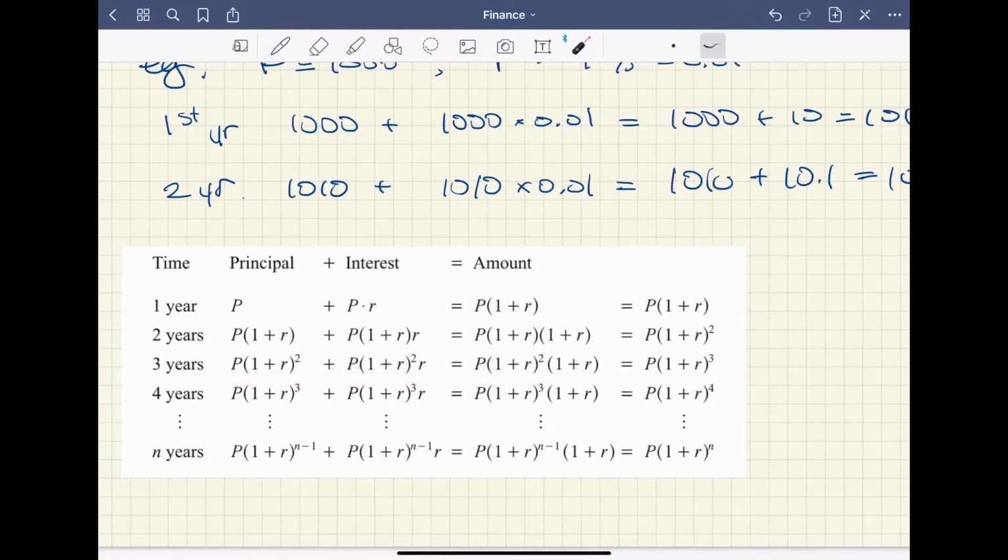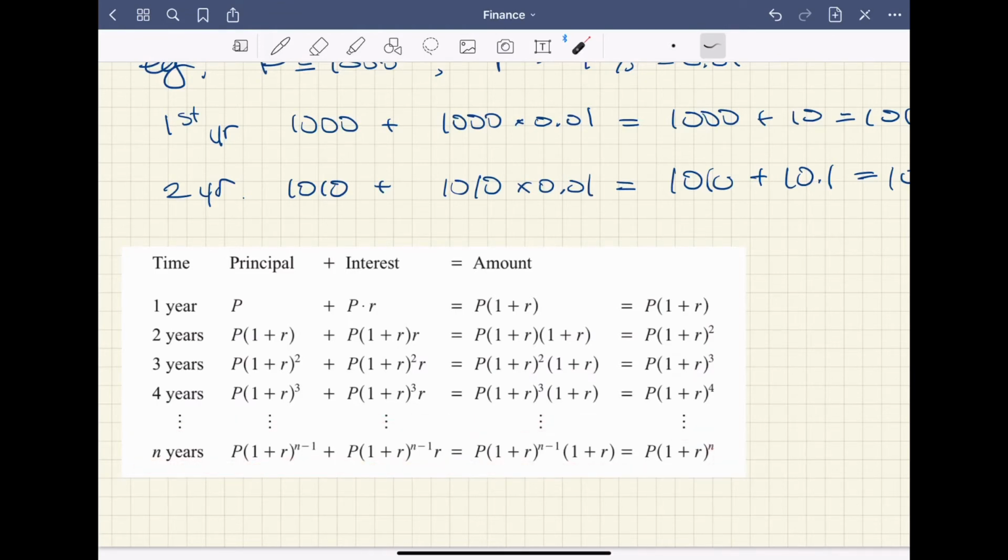And again, the common factor is P times 1 plus R squared. So if we take that out, the first term is left with a 1, and the second term is left with an R. So this is our new amount. And if you simplify that, 1 plus R squared times 1 plus R is 1 plus R cubed. And keep going, you'll get to n years.